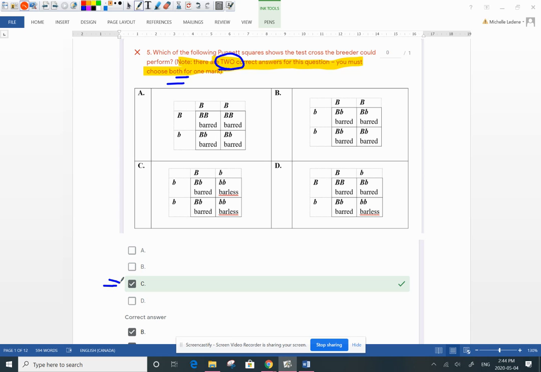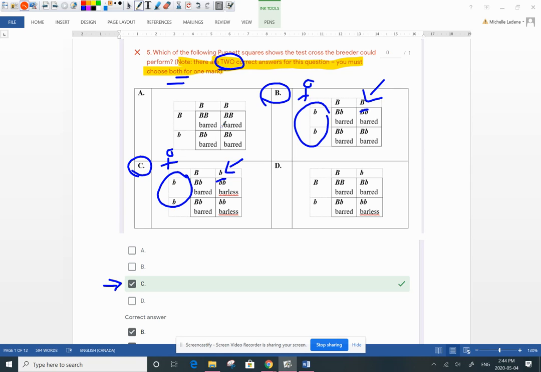So here's an example of a student who just picked one. Well, there were actually two correct answers here, right? Here's the female, who is the homozygous recessive, and the male is either big B, big B, or big B, little b. That's what we're trying to establish in this test cross based on the number of offspring.